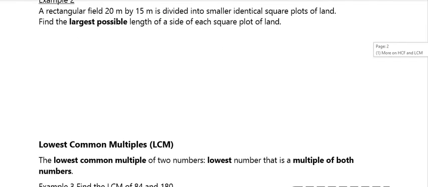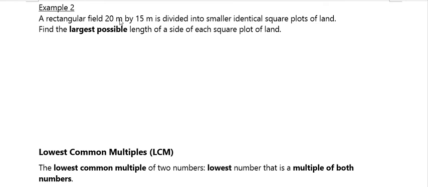A rectangular field 20 meter by 15 meter is divided into smaller identical square plots of land. Find the largest possible length of a side of each square plot of land. So you have a 20 meter by 15 meter rectangle. You have to divide this into identical squares. This is an application where you want to use HCF.